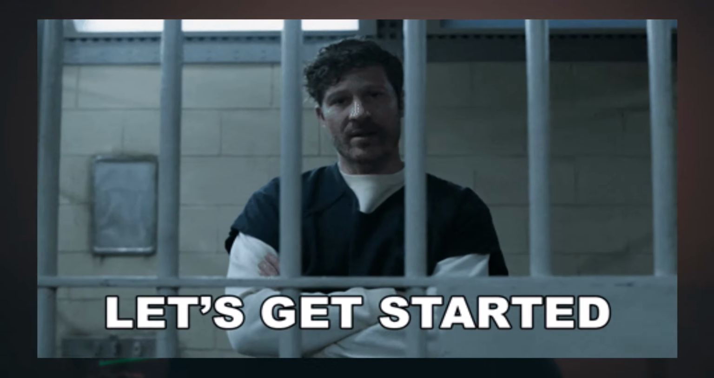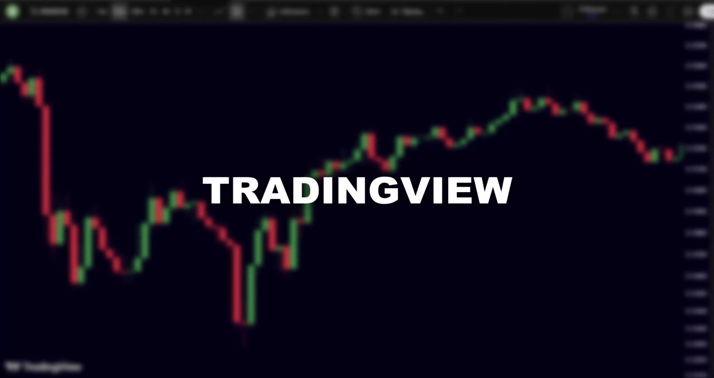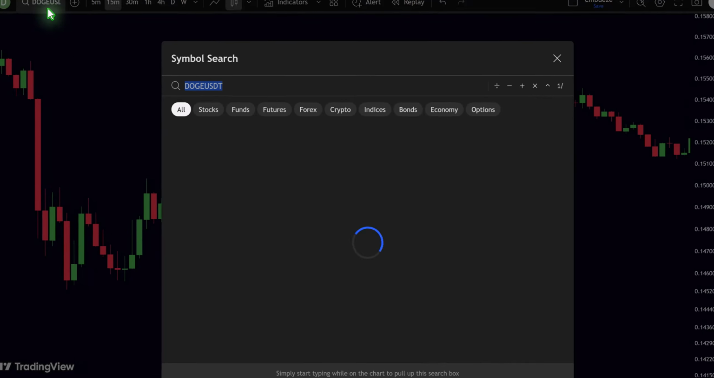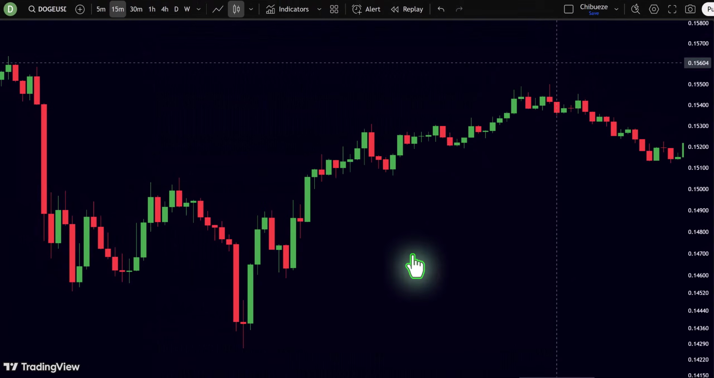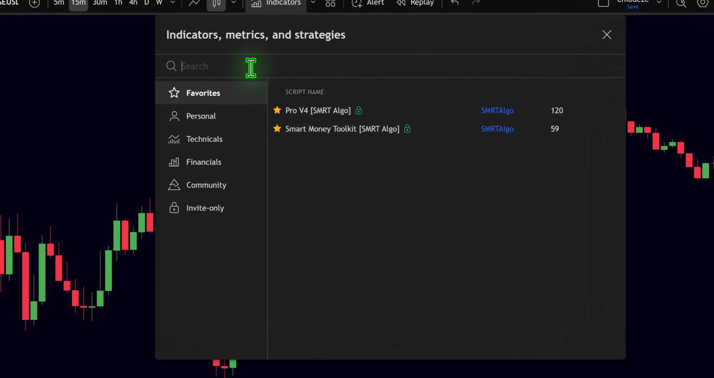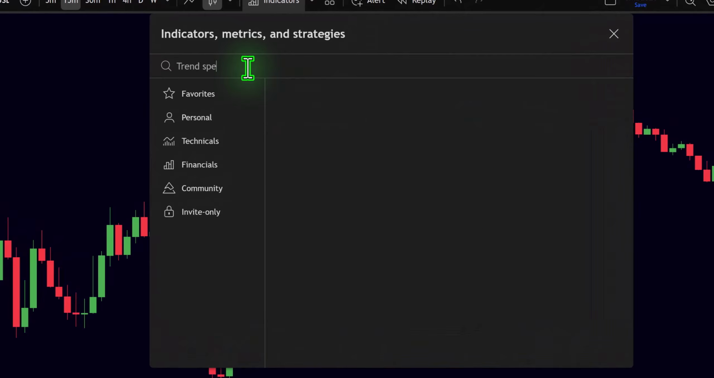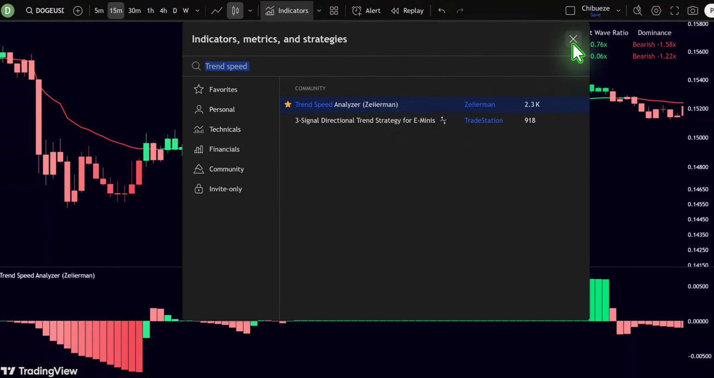Let's get into it. Now, to get started with this indicator, you first of all head over to TradingView. That's the charting platform I'm using here. Once you're on TradingView, just load up whatever chart you're interested in, your favorite stock or crypto pair. Then click on the Indicators button at the top, and in the search box, type in the Trend Speed Analyzer. You're looking for the one published by Zeiierman. Go ahead and click on that to add it to your chart.